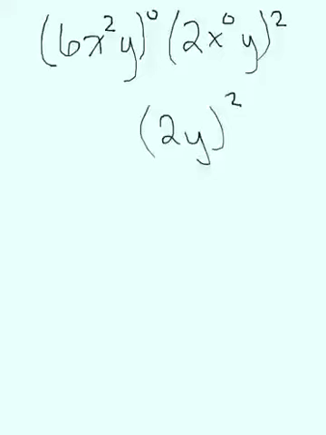Because this whole first term is going to be a 1. 1 times anything is still itself, so you don't have to write it. Same thing with this x to the 0. That's a 1, so you don't have to write it. What would we get here?